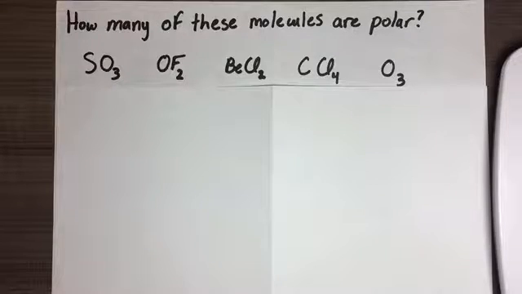Okay, so our question is asking how many of these molecules below are polar. To determine how these molecules are polar, we're going to use the net dipole moment of each of these molecules. So we're given SO3, OF2, BeCl2, CCl4, and O3.